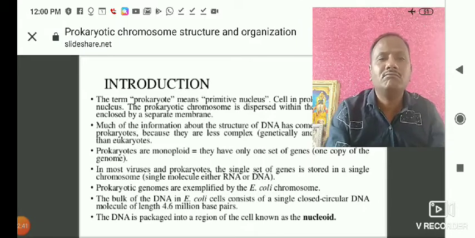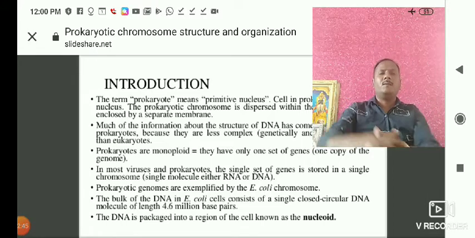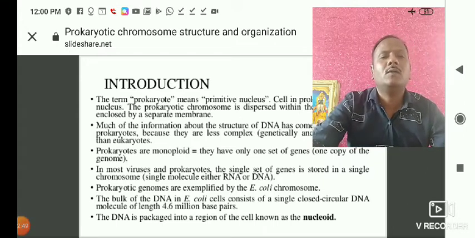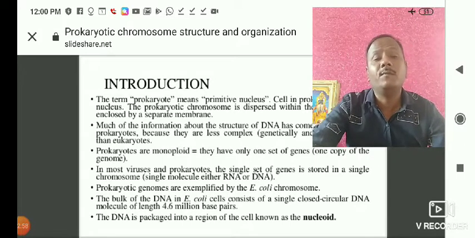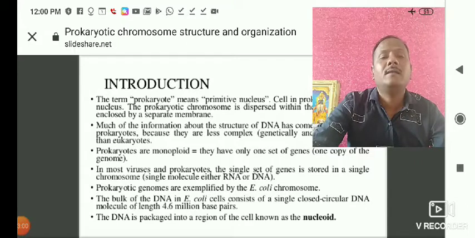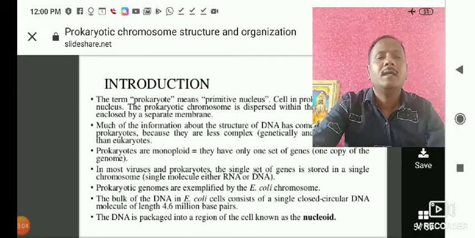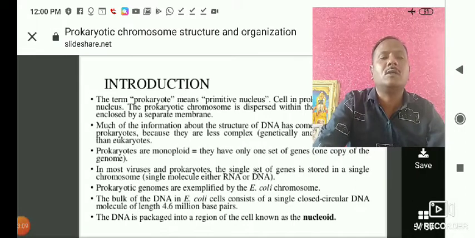Prokaryotic chromosomes or genomes are exemplified by the E. coli chromosome. E. coli is an experimental, genetically observed organism, because for the first time the scientists observed the chromosome of Escherichia coli, and whatever study is based on E. coli, the bulk of the DNA in E. coli cells consists of a single closed circular DNA.